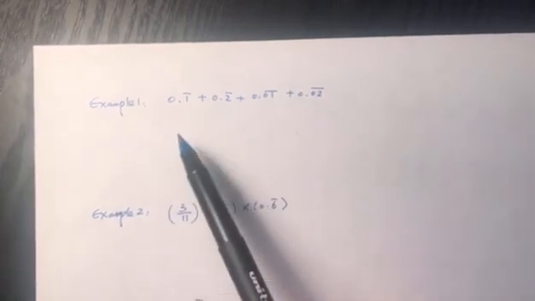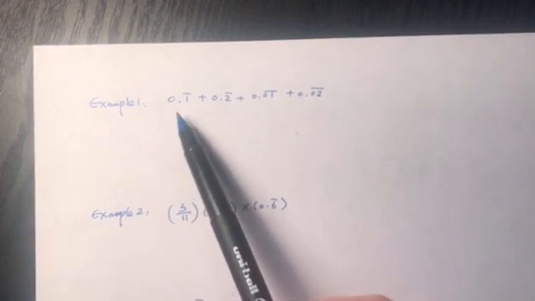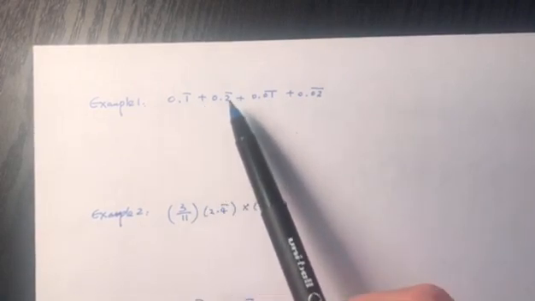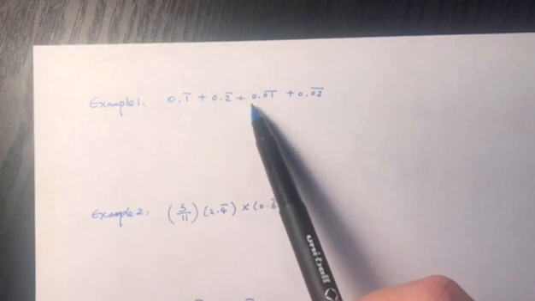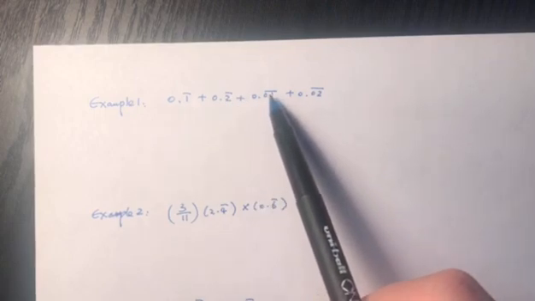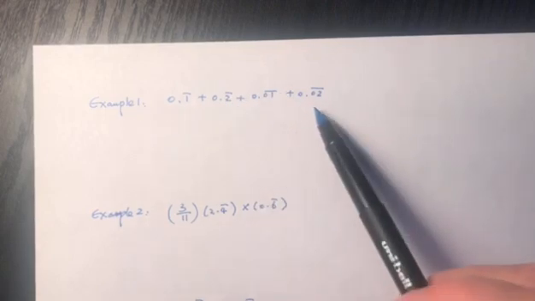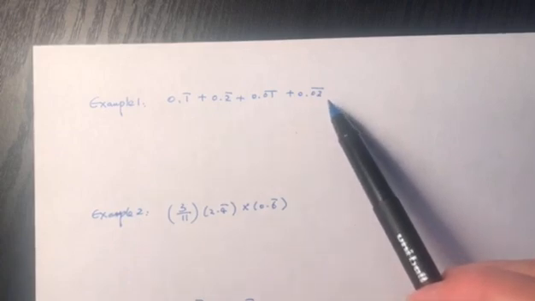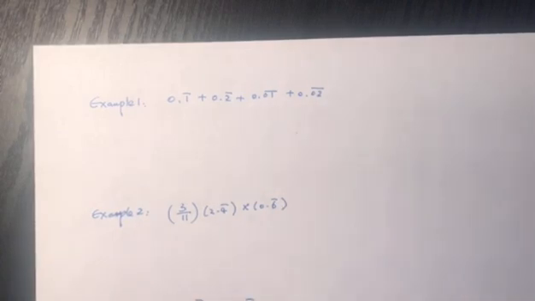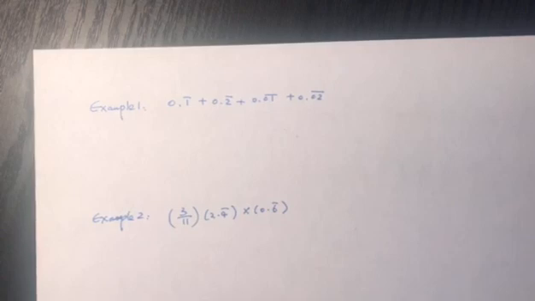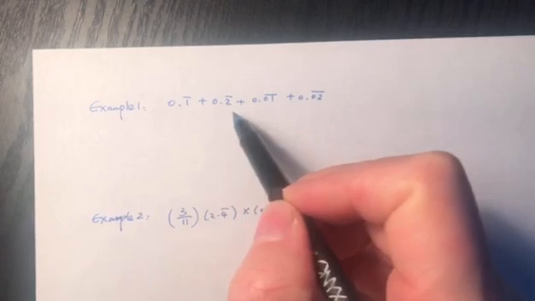The first example is 0.1 recurring plus 0.2 recurring plus 0.01 recurring plus 0.02 recurring. There are two ways to approach this. The first is to use the method from the first video and change each recurring decimal to a fraction.